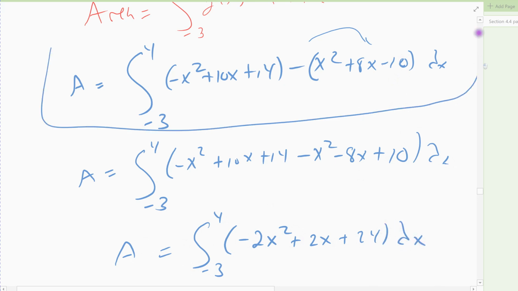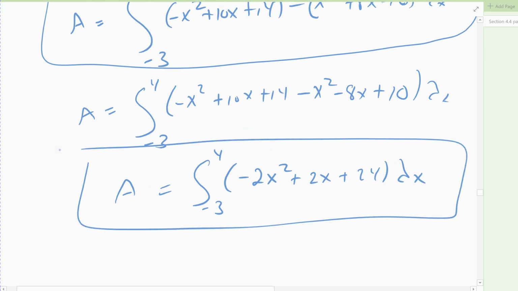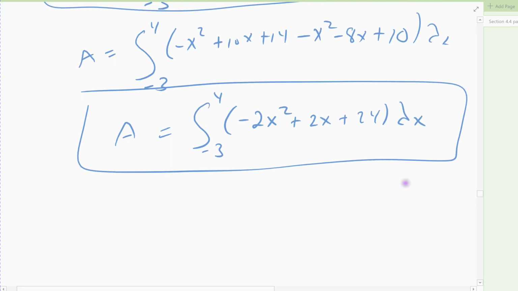Right? I want to see these. Now, if you do the middle step in your head, that's fine. Just make sure you're careful. But those are the two things I want to see. I want to see what you're subtracting, and then once you've subtracted, what you get. And then you solve that.